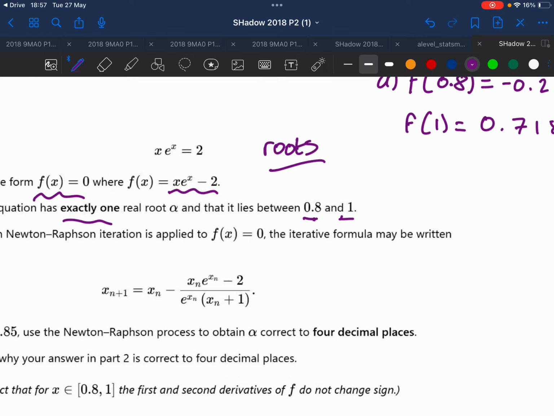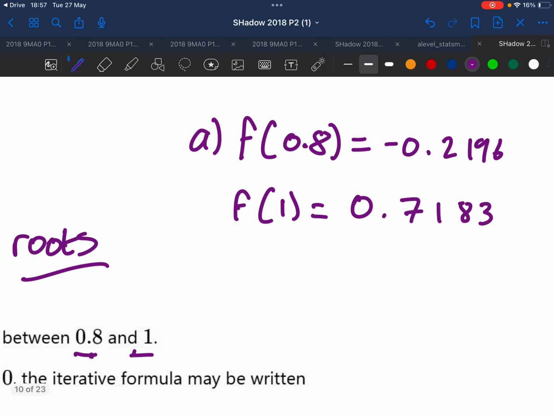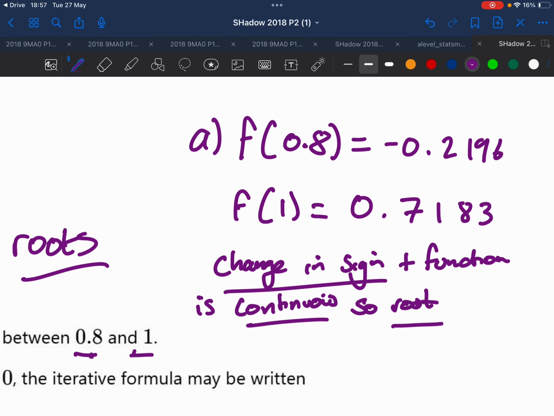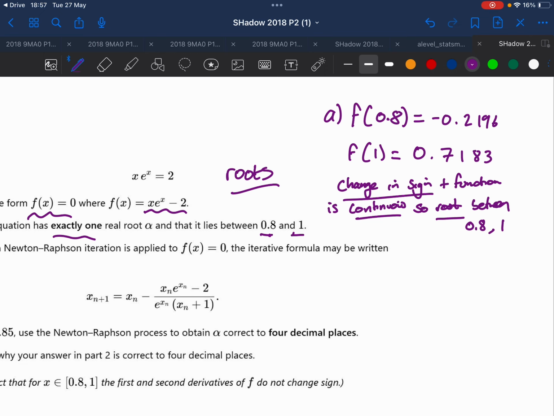And then I need a short conclusion here. So I need to say there's a change in sign and the function is continuous. So you want to be saying change in sign, you want to be saying continuous. So there's a root between 0.8 and 1. Okay, so something like that.